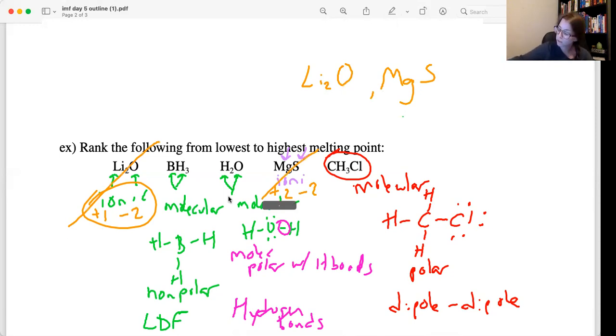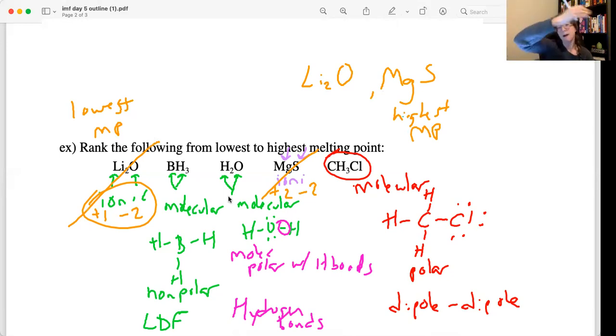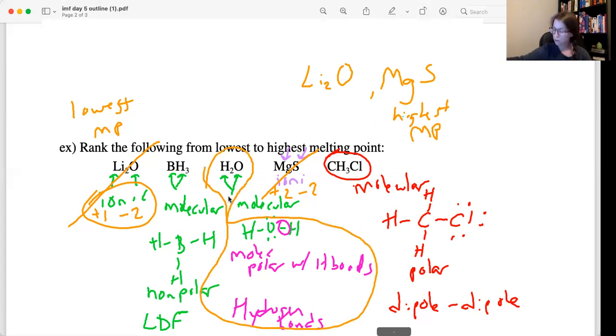And I'm writing my answer up here. Remember, we want the highest melting point. If we're going from lowest to highest, we want the highest melting point listed last and the lowest melting point listed first. So weakest to strongest IMF. After ionic, I'm working my way backwards. After ionic, the next strongest intermolecular force would be hydrogen bonds. We only have 1 here with hydrogen bonds. Again, sorry, it was super messy, but water has hydrogen bonds. We can't give you 2 different ones with hydrogen bonds and ask you to rank them.